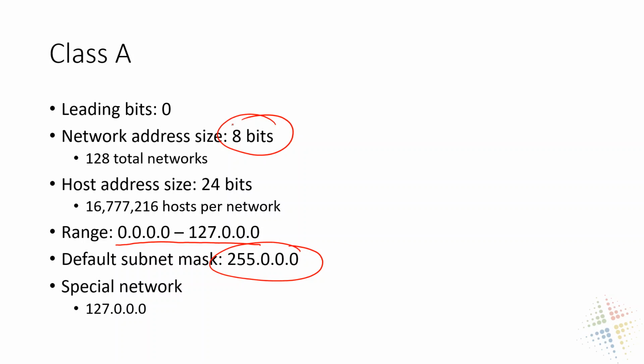This default subnet mask right here is essentially saying what the network address size is. Here I have 255, which in binary is all ones. And my network address size is 8, which means the first 8 bits, or the first 8 ones here, are all network addresses instead of host addresses. That will make more sense as we move along. Don't worry about it too much at this point, just know that essentially these two things right here are the same.